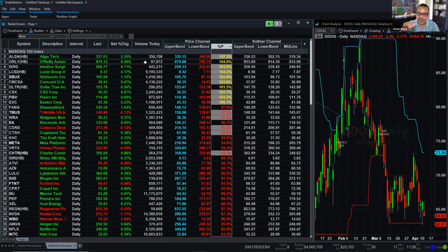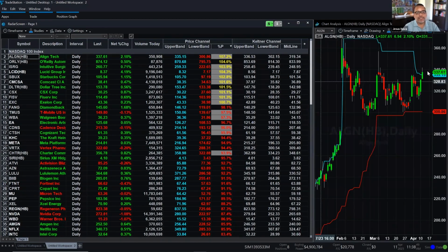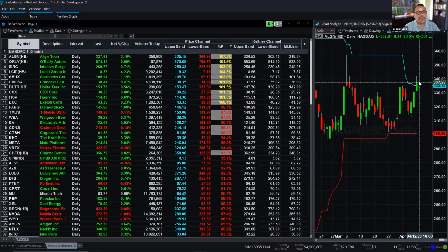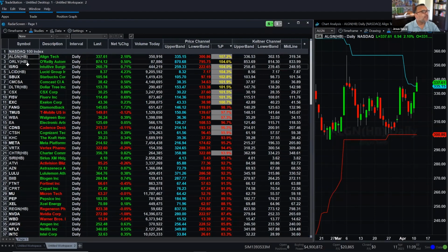Remember that the channel is from 0 to 100. Anything that is inside the channel is going to be from 0 to 100. Outside the channel is going to be either above 100 or below 0, a negative number. So if I take a look at a line tag right here, you can see how the current bar is breaking that top band by 107%. So it also tells you the magnitude of the break.